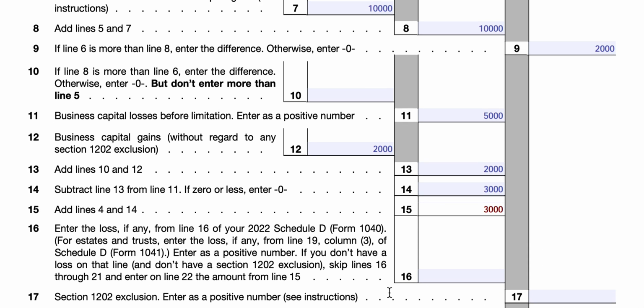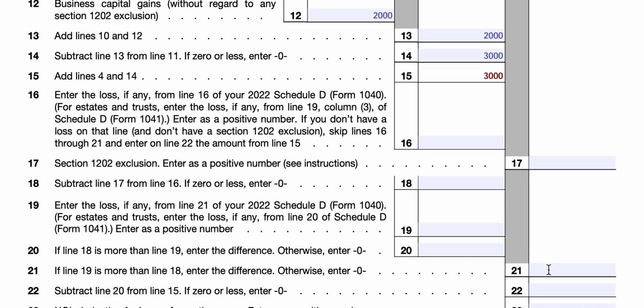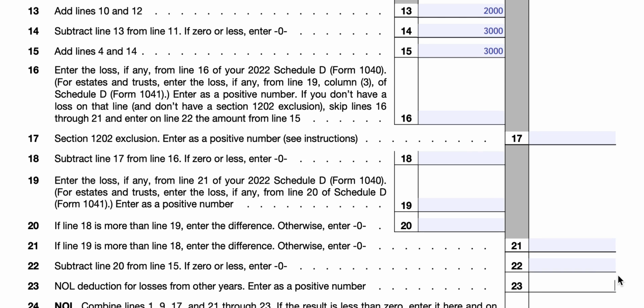For line 16, you're going to enter any loss, if there is one, from your 2022 Schedule D on Form 1040. For estates and trusts, enter any losses from line 19, column 3 of your Schedule D from 1041. Enter this loss as a positive number. If you don't have a loss on that line and you don't have a Section 1202 exclusion, then you can skip lines 16 through 21 and enter the amount from line 15 onto line 23.